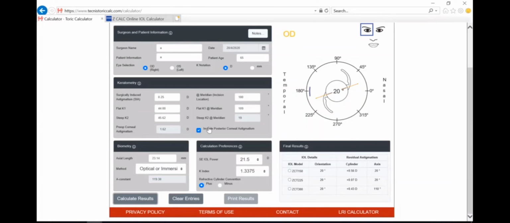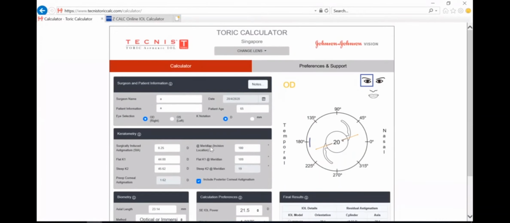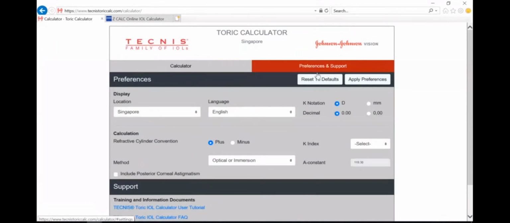So this does work, right? The good thing about the new calculator website is that under the preferences, you can choose to turn this on by default, or turn it off. So if your surgeons are mainly using keratometry readings without measuring the posterior corneal astigmatism, you may want to switch this on, right?